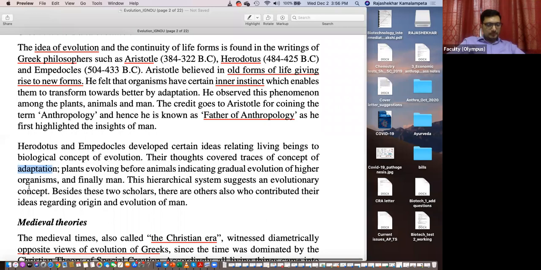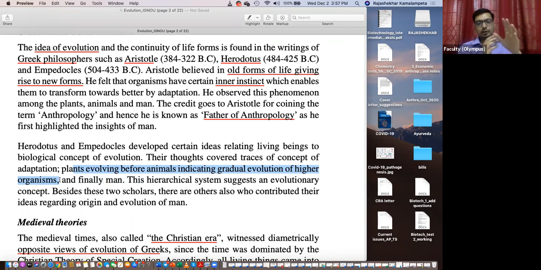Okay, so these people worked on the biological concept of evolution, mainly adaptation. Plants evolving before animals indicates gradual evolution of higher organisms. So plants came first, then animals, then humans, they thought. They were seeing the complexity of life and the differences in complexity. And for them, microorganisms did not exist.